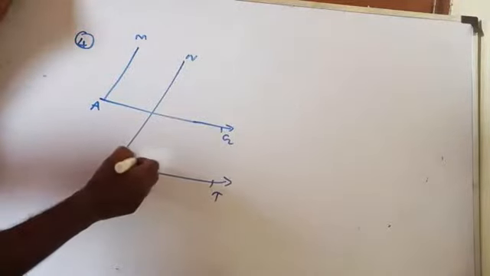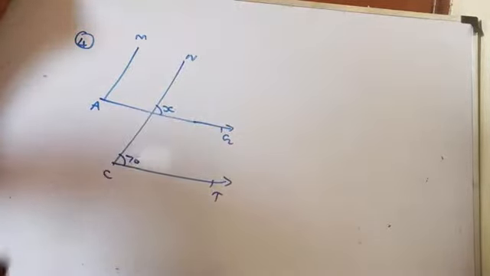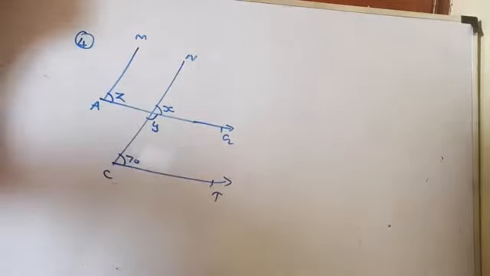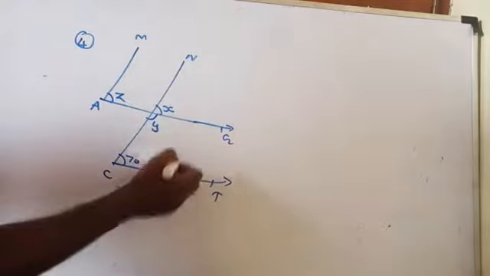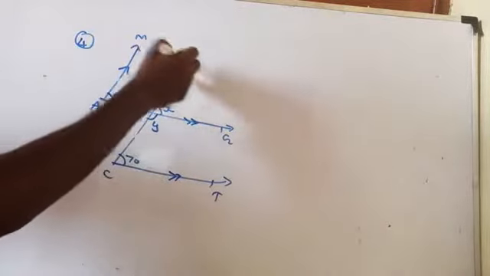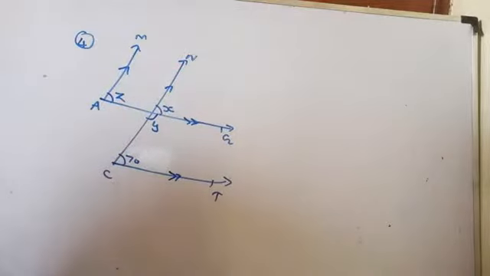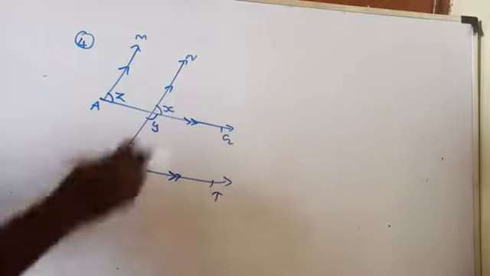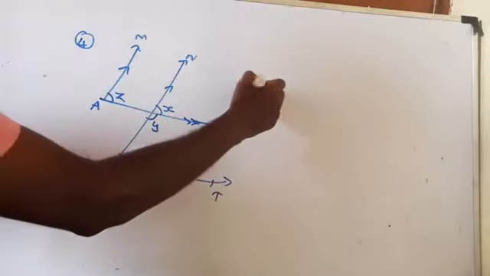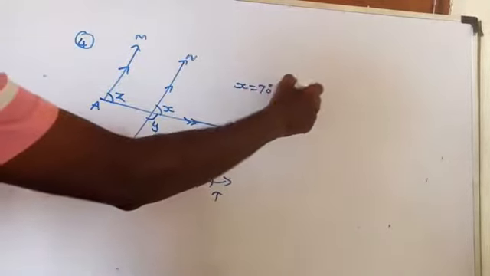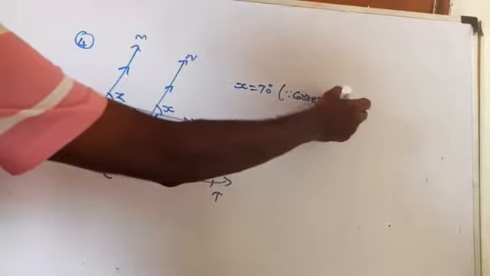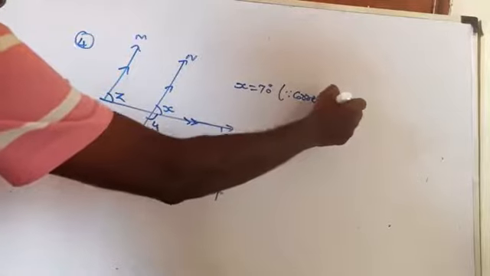It is given that one angle is 70 degrees. Here it is X, it is Z, and then it is Y. These two lines are parallel, and these two lines are parallel. So X is equal to how much? 70 degrees, good, since they are corresponding angles.